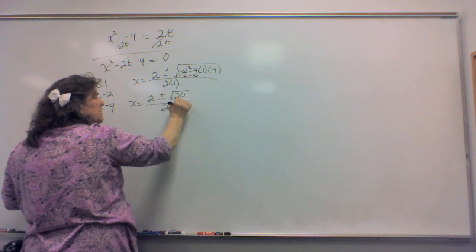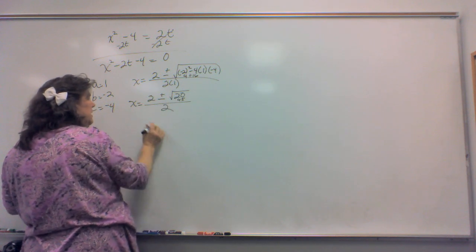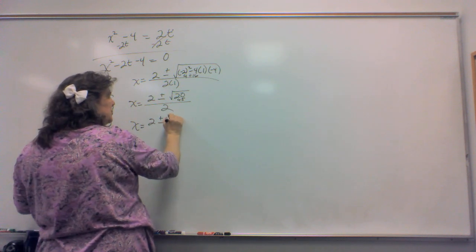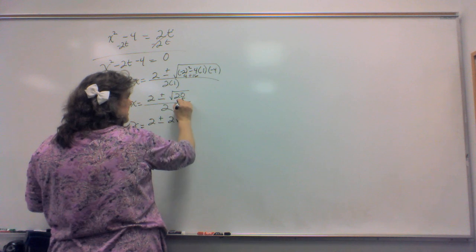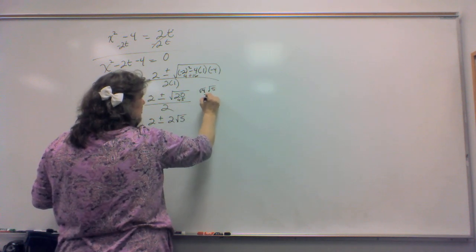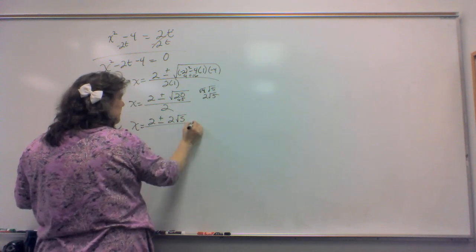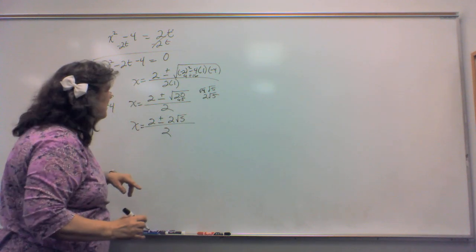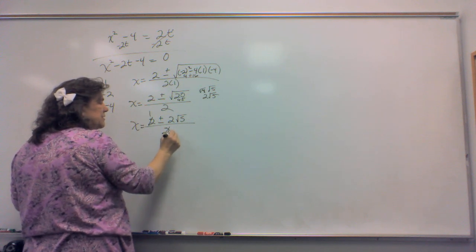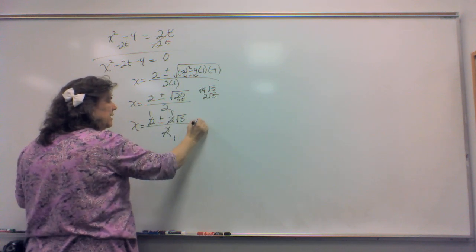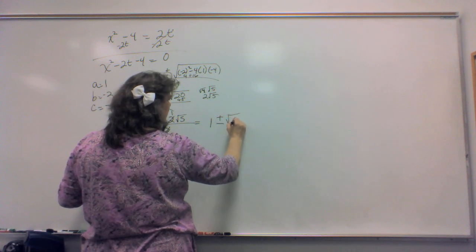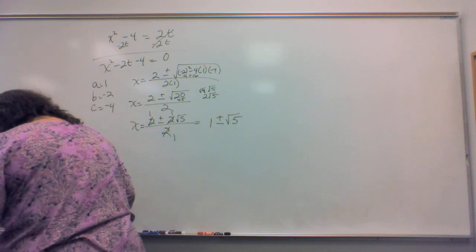This is 4 times 5, so we'll end up with x is equal to 2 plus or minus 2 square root of 5, because that's the square root of 4 times the square root of 5, which is 2 square root of 5, divided by 2. We can simplify this. 2 divided by 2 is 1, 2 divided by 2 is 1. This is going to give me 1 plus or minus the square root of 5 is our answer for that.